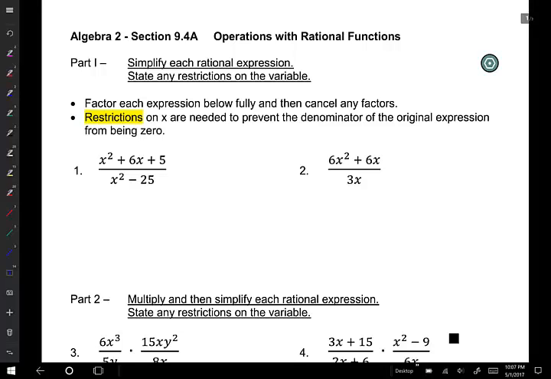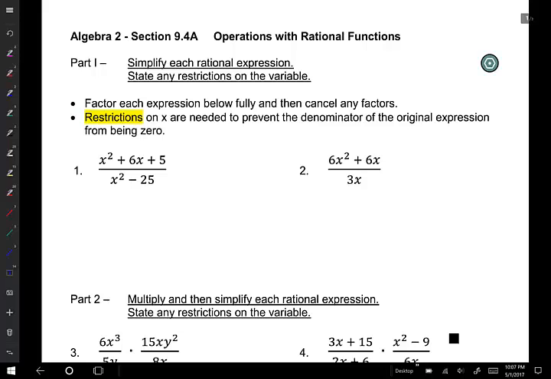In our section today, we're going to focus on operations with rational functions that will include factoring, multiplying, and dividing. We're also going to talk about a new idea called restrictions. Restrictions are values of x or y or whatever variable we are using that will make the denominator of the original expression 0. And we need to avoid these numbers.